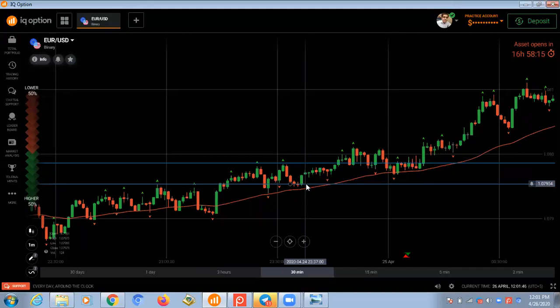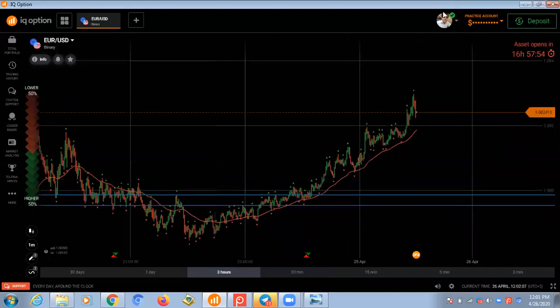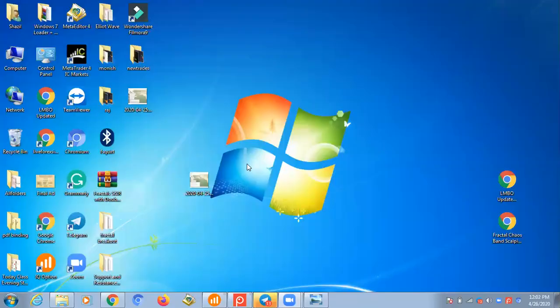So the consolidation market can happen only in this range. Now you understand that in this range only the consolidation market is formed. Now I'm going to show you how we can make the support, supply and demand zone in different ways.